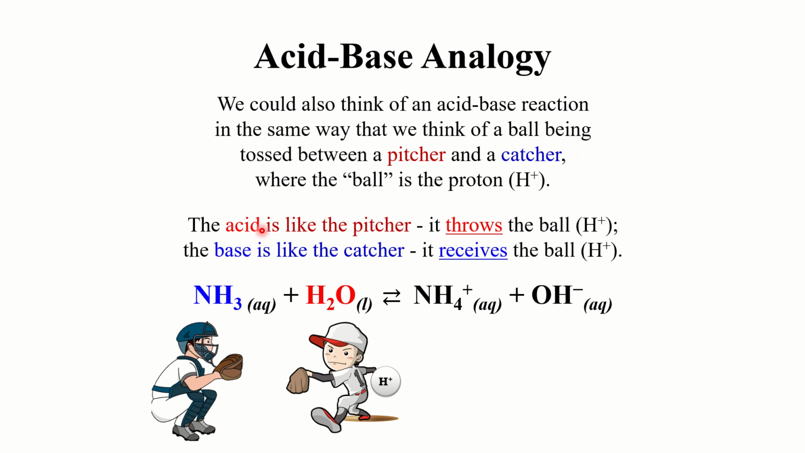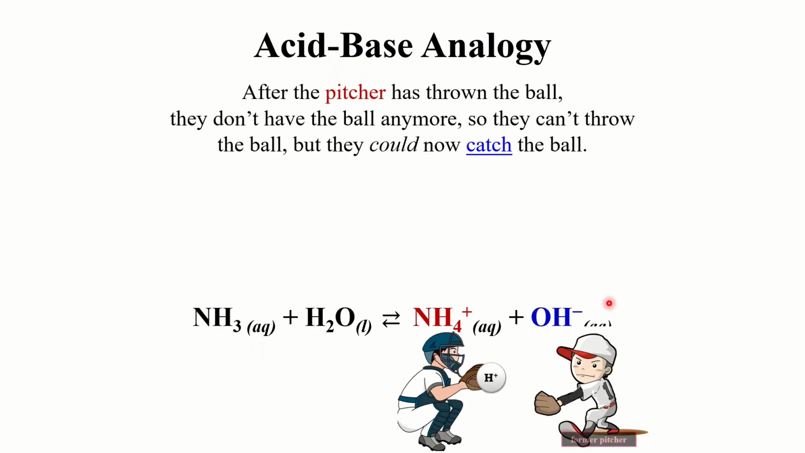So in this analogy, we can think of the acid like the pitcher, right? The acid is the one donating the H plus. So we could say that the acid is the pitcher who is throwing the ball, is throwing the H plus. The base is therefore like the catcher. It's receiving the ball. It's accepting the H plus. So water, the acid, is going to be throwing the H plus, throwing the ball to the catcher, the base, NH3.